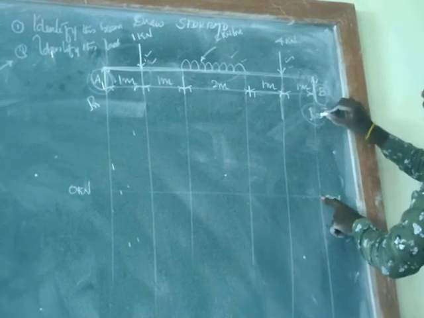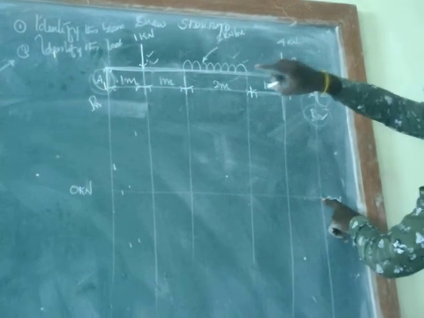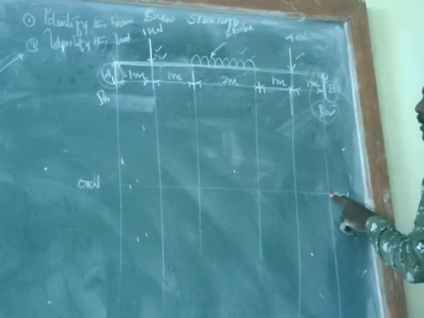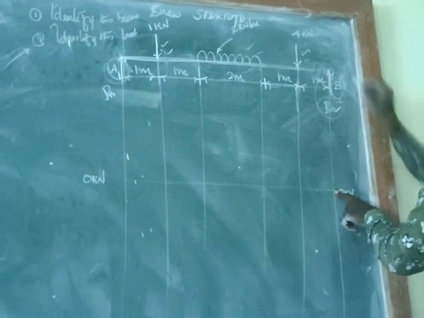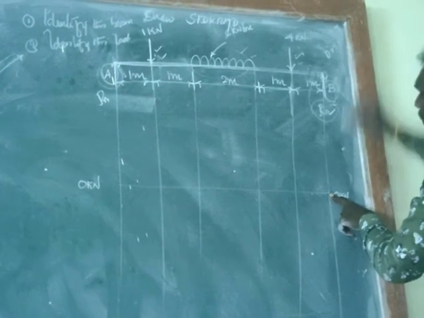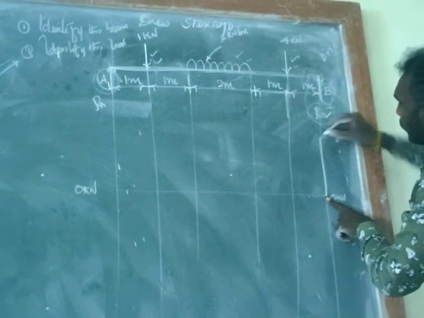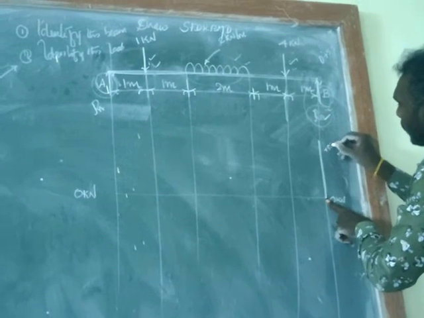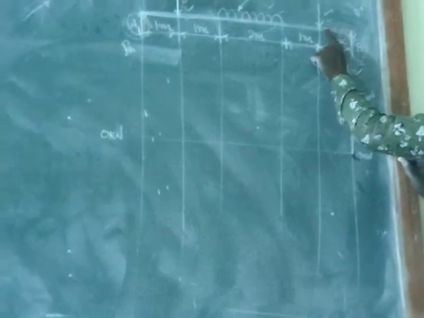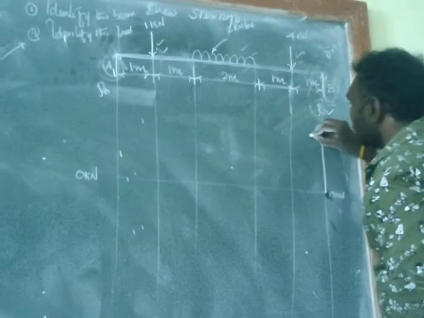What is the value of RB? RB is equal to 5.5. Keep it in your mind. 0 plus 5.5 is equal to 5.5 kilonewton. Here there is no load, so we put the straight line.